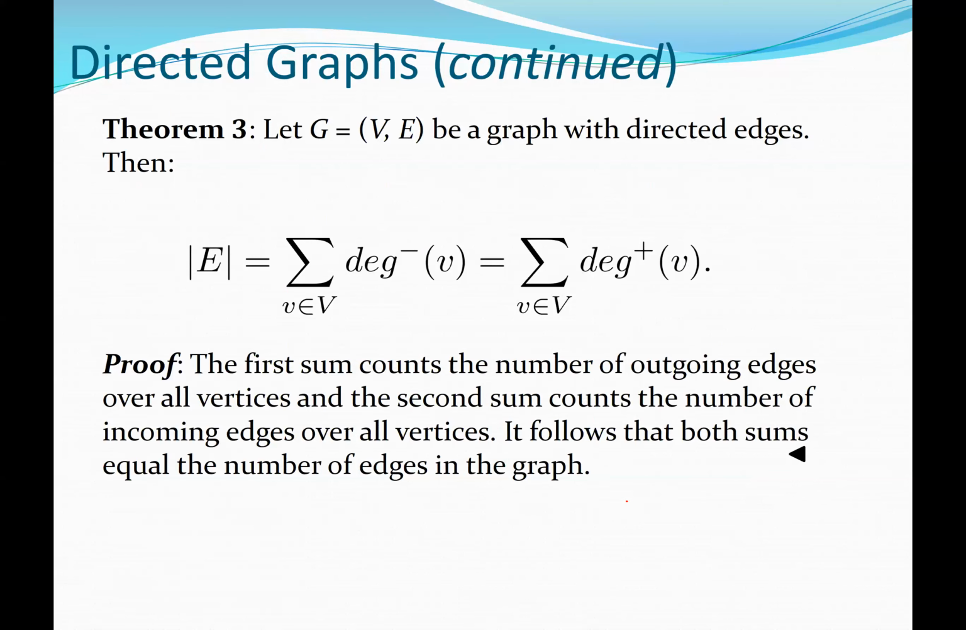All right. So suppose we have a graph G with V and E. So again, E is the set of directed edges. Then the absolute value of the number of edges equals the summation of the in degree of V, and also equals the summation of the out degree of V. Okay, that's the idea.